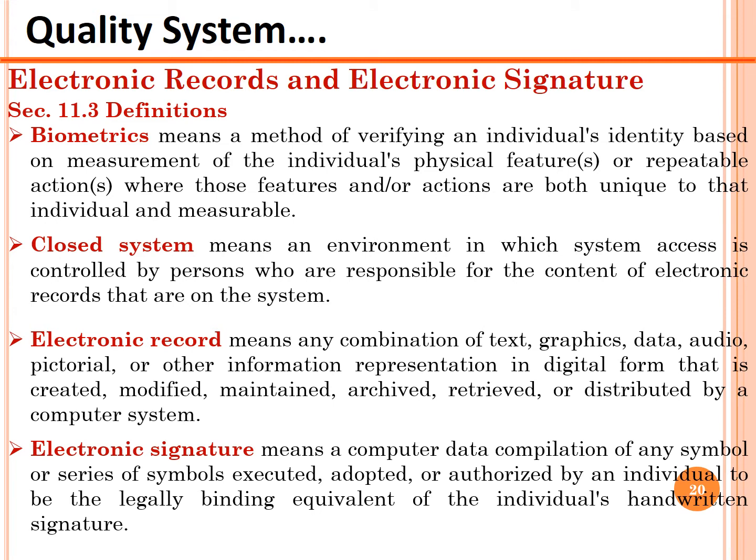Electronic record means any combination of text, graphics, data, audio, pictorial, or other information representation in digital form that is created, modified, maintained, archived, retrieved, or distributed by a computer system. Electronic signature means a computer data compilation of any symbol or series of symbols executed, adopted, or authorized by an individual to be the legally binding equivalent of the individual's handwritten signature.